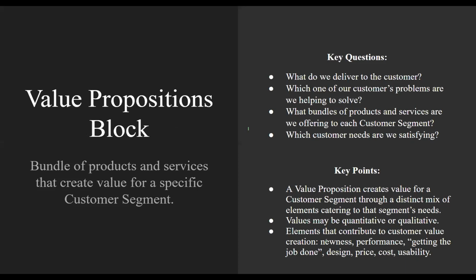And what's the thing about value proposition? The value proposition is the bundle of products, services, or any other thing you create value through for the customers that you have written down in the prior part. Like, what do you deliver to the customer? What do you serve them? This is the most important thing you should write down in the value proposition.